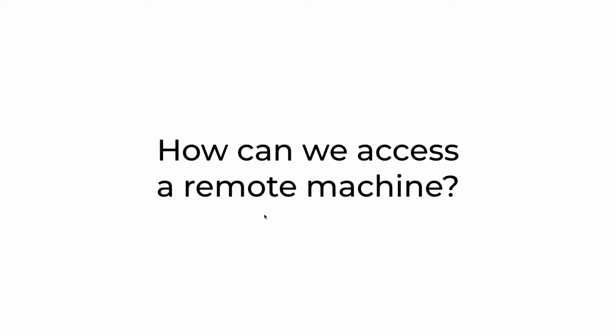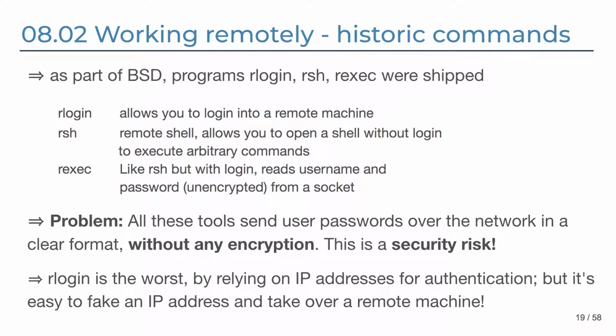All right, so this brings us to the important topic: how can we actually access a remote machine? To answer that, let's first look at some history of commands that we should not use. As part of the Berkeley Software Distribution, users already found it very interesting to work remotely on machines, log in, and execute commands there. So there were a couple of programs called rlogin, rsh, rexec, and a couple more, basically for remote login, remote shell, and so on. They allow you to log in to these computers, but they have a couple of issues.